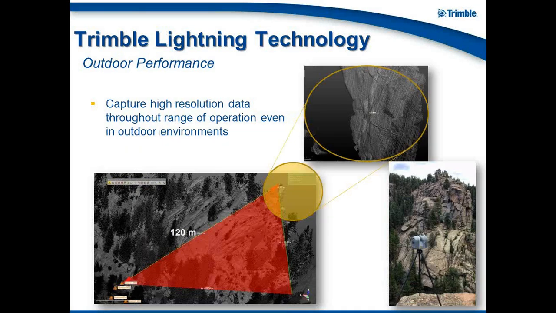This is a quick example of the TX8 on the bottom right, shown scanning a rock face and the type of accuracy it delivers over the 120-meter range. So again, it's a wonderful piece of equipment. It's ruggedized. It's produced by Trimble.